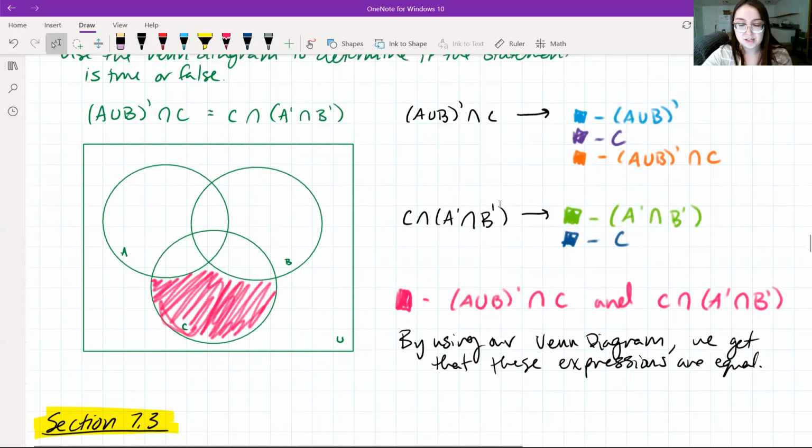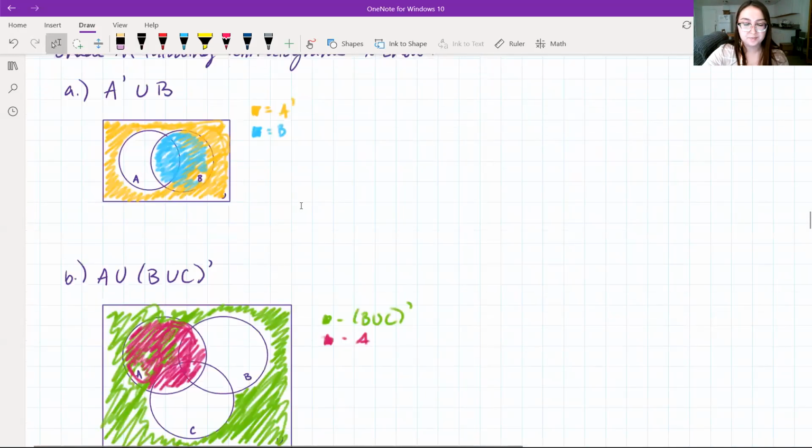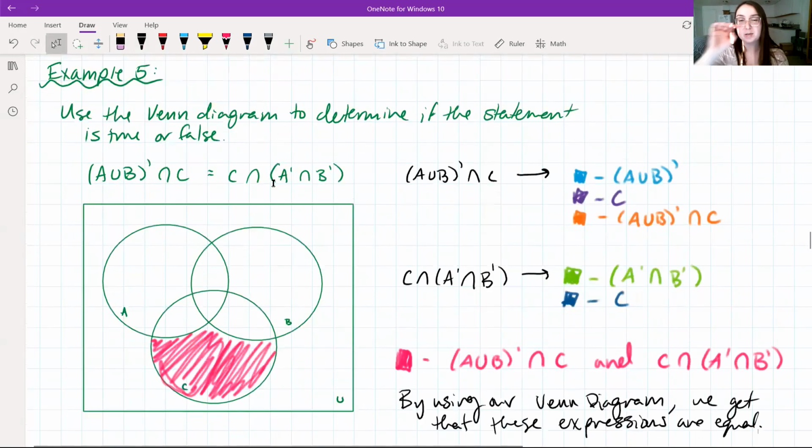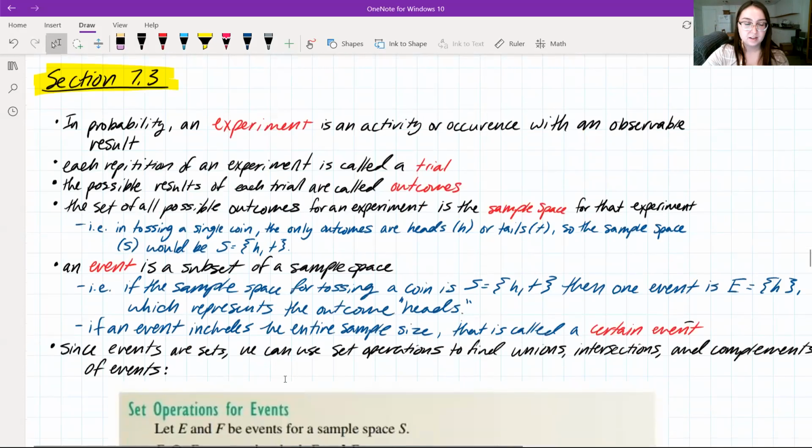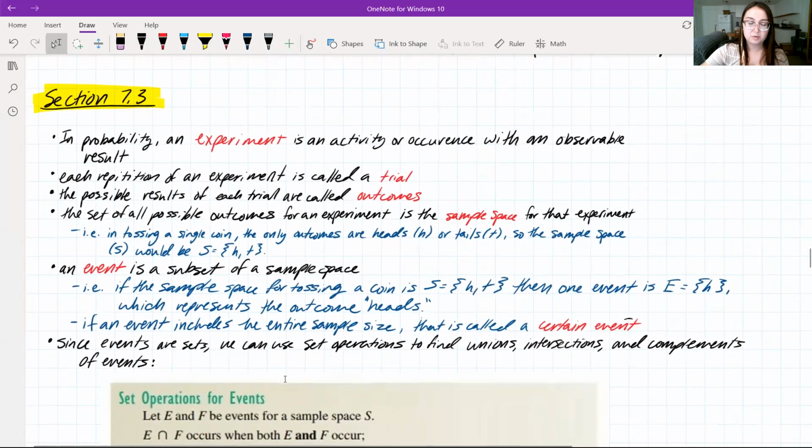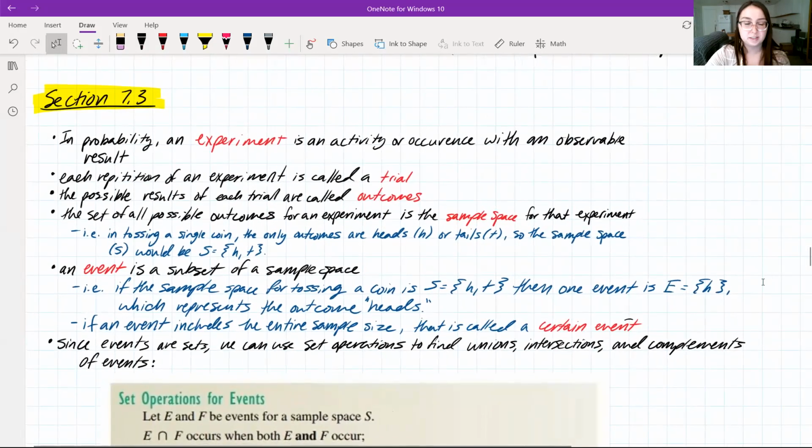All right, so that concludes our little review of section 7.2, which is all about Venn diagrams. All right, in section 7.3, we're moving into probabilities. An experiment is an activity or occurrence with an observable result. Each repetition of an experiment is called a trial. The possible results of each trial are called outcomes. And the set of all possible outcomes for an experiment is called the sample space for that experiment.